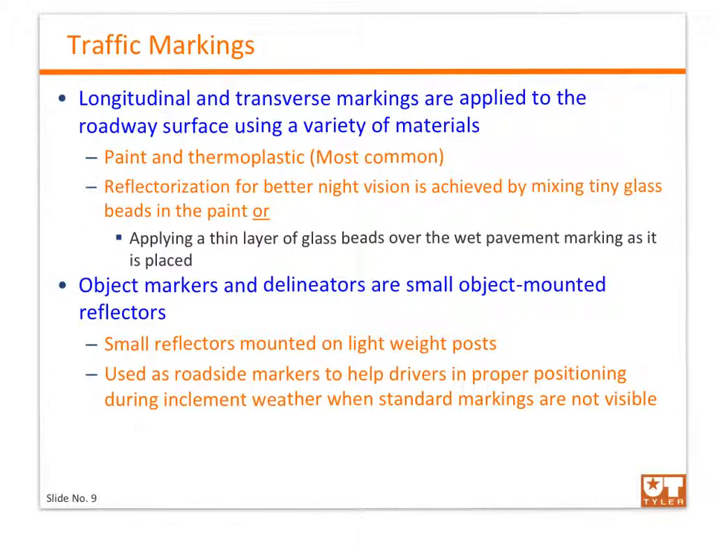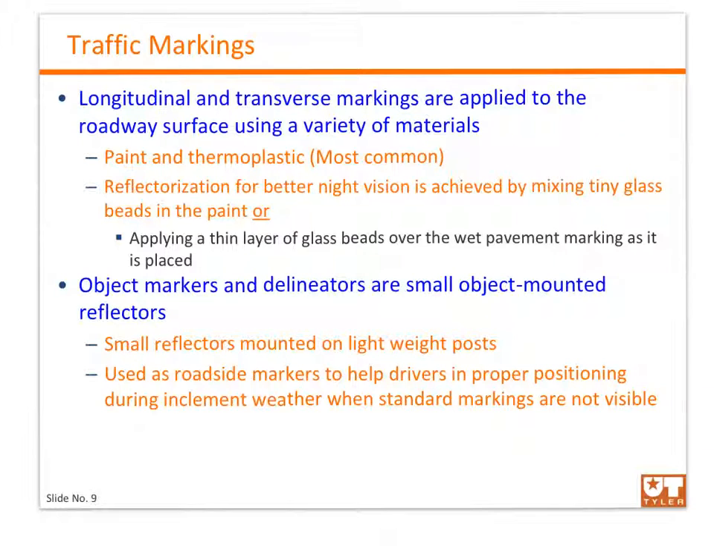So traffic markings, the very first one is the longitudinal and transverse markings. Longitudinal and transverse markings are applied to the roadway surface using a variety of materials. Those are the markings on the road. We typically use two types of materials, either paint or thermoplastic, which are most commonly used. So we just go to the field, to the road, and we paint it.